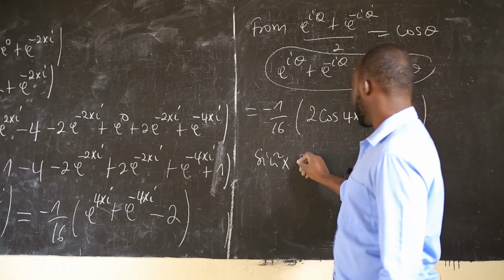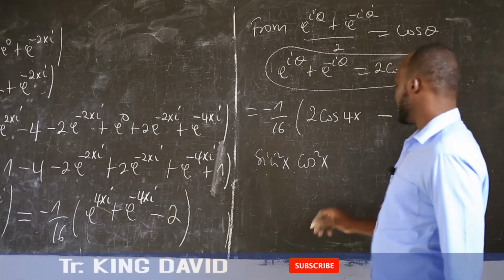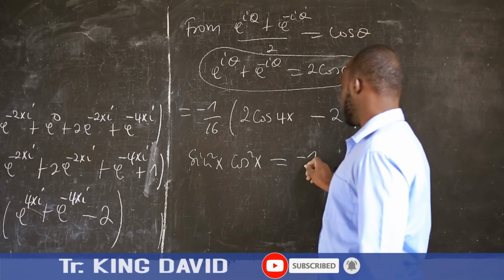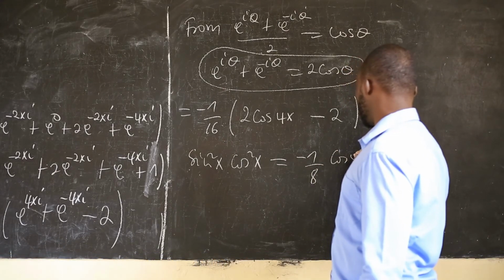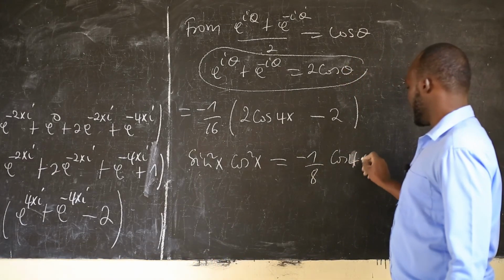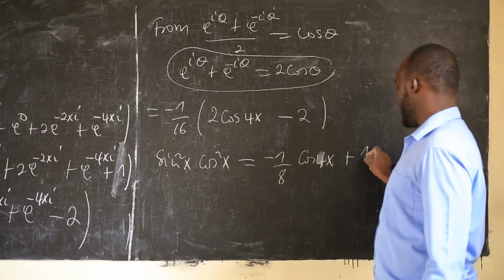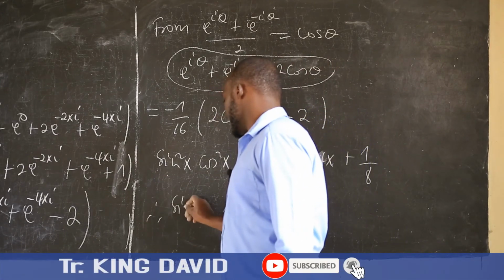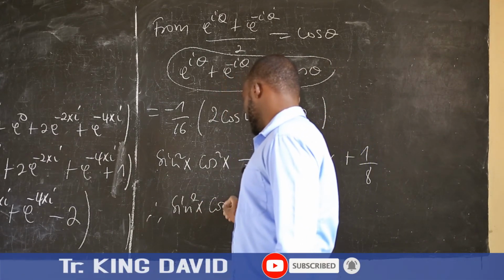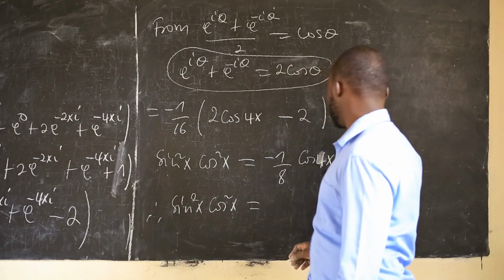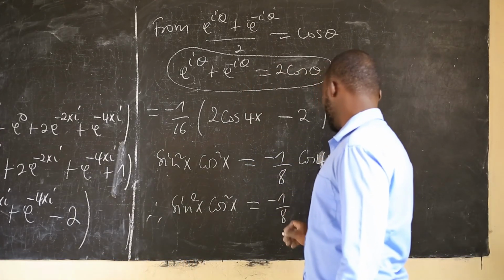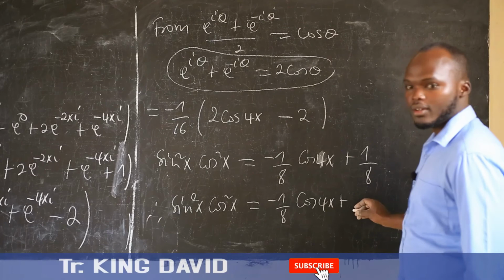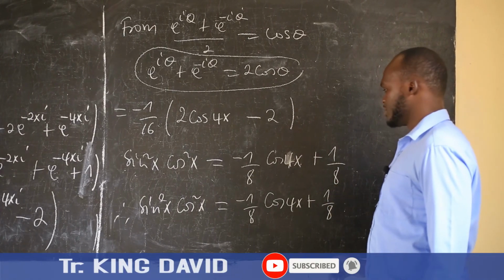the answer is, when we multiply that one inside, it will be negative 1 over 8 cos 4x plus 1 over 8. So therefore, sin squared x cos squared x, the answer is negative 1 over 8 cos 4x plus 1 over 8. So this is the answer.